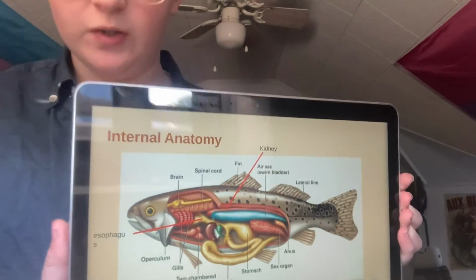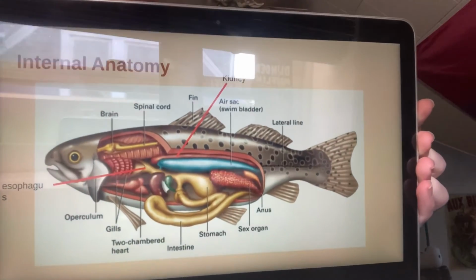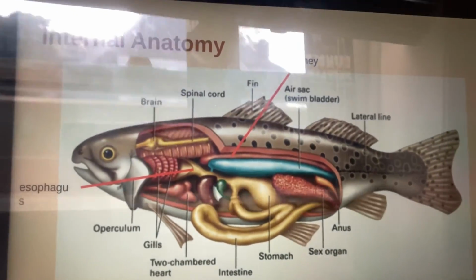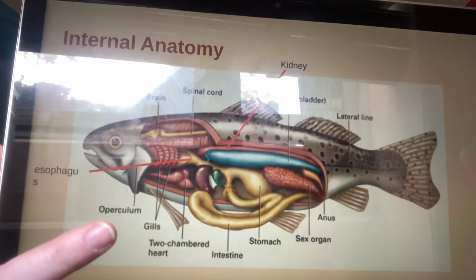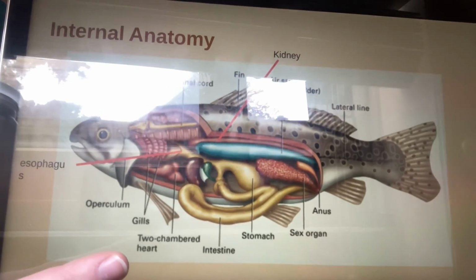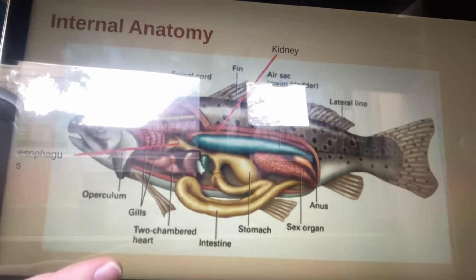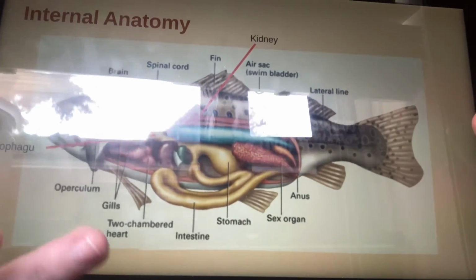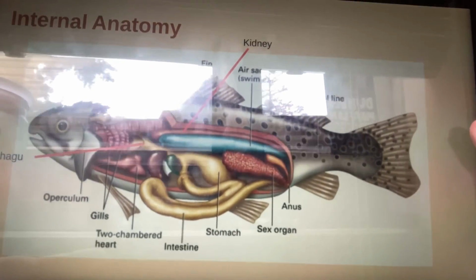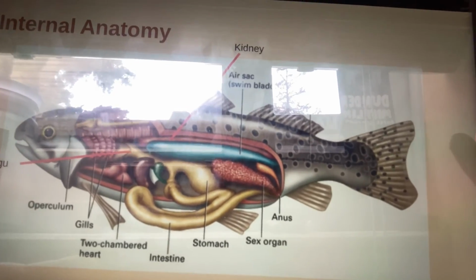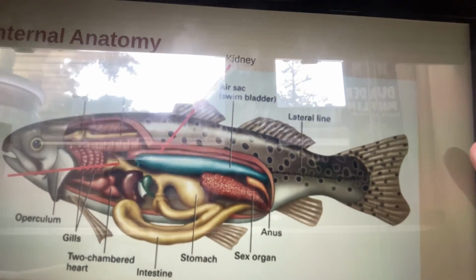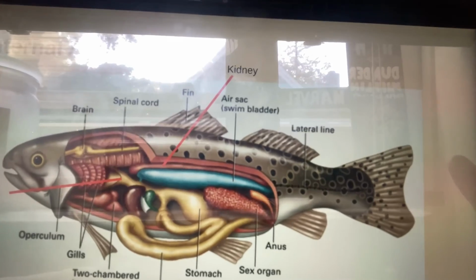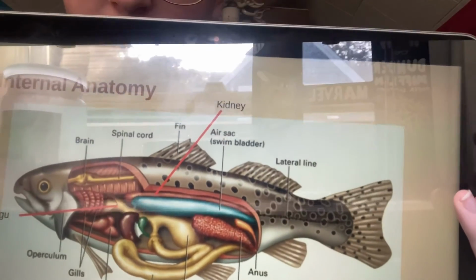Next we have some of this internal anatomy, which I'm going to do the same thing and bring you a little closer. We have the operculum, the gills, the two-chambered heart, the intestine down here at the bottom, the stomach where the intestine leads up to, the sex organs towards the back, and then finally at the back there's the anus. It's going to show again that lateral line right in the middle.